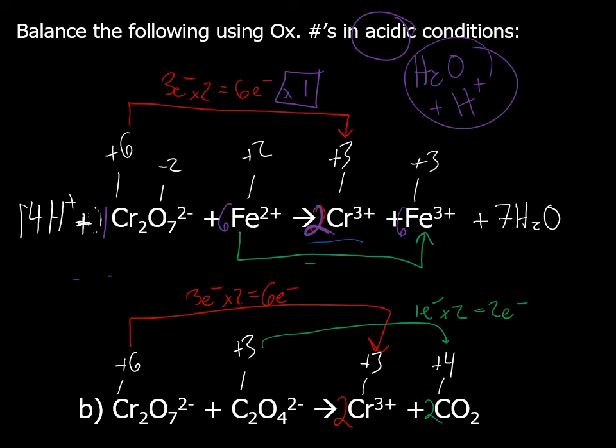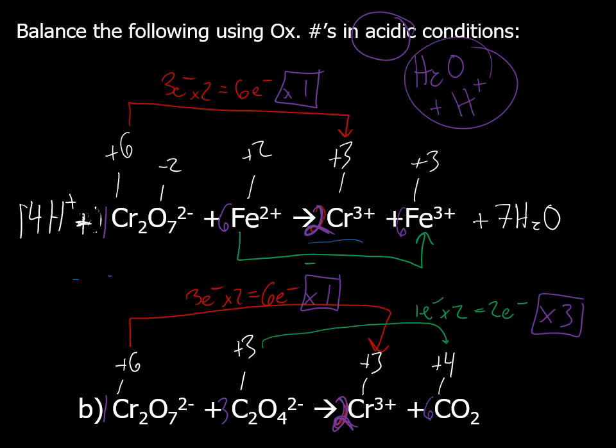And again, my lowest common multiple is 6. So my factor that I'm going to apply to my carbons is going to be 3. And the factor that I'm going to apply to my chromiums is going to be 1. So let's go ahead and put that 1 in front of my chromium. So this 2 becomes a permanent 2. And my 3 is going to go in front of my carbons, and this is now going to be 2 times 3, which is 6. So my redox species are balanced.